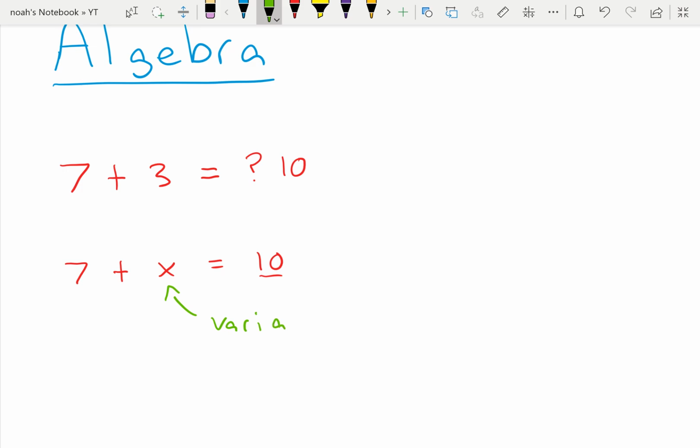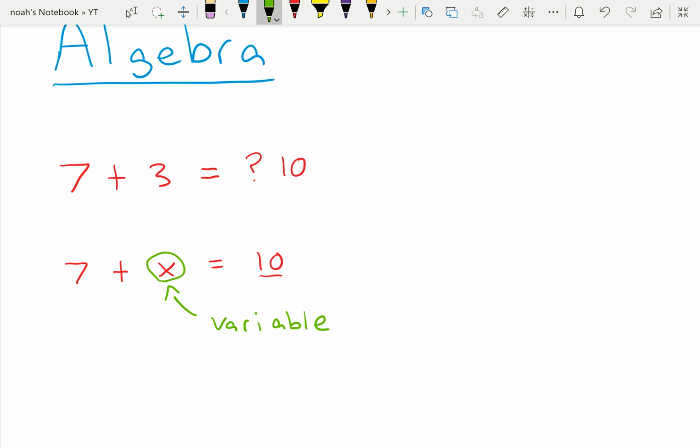We usually represent variables by x, and it's just a placeholder for a number. And obviously, x is equal to 3 in this scenario, but I'll show you a technique that works no matter how complicated the equation is. So what we want to do is get x by itself.